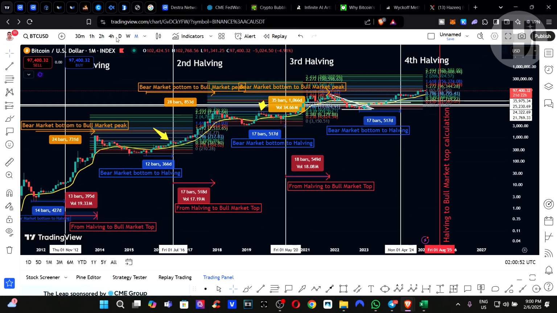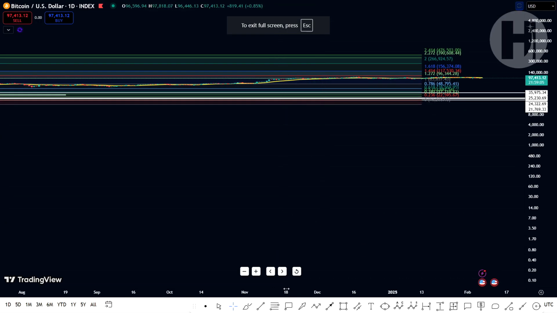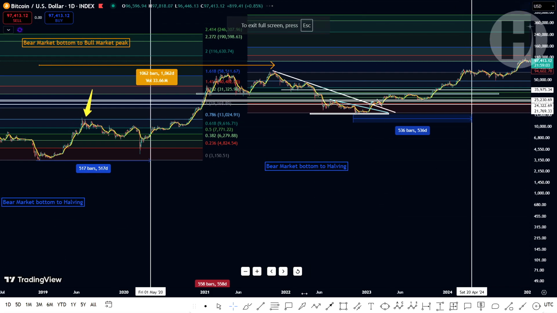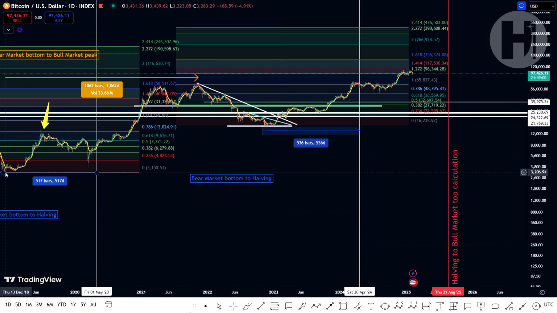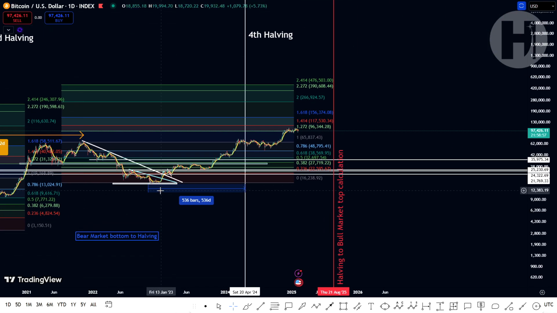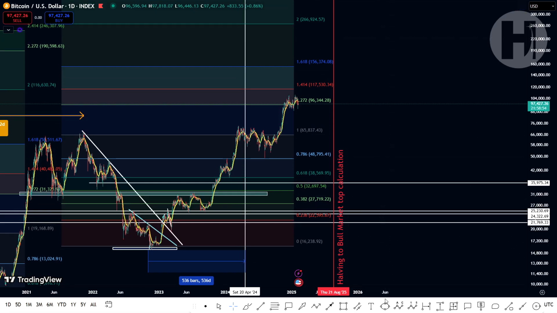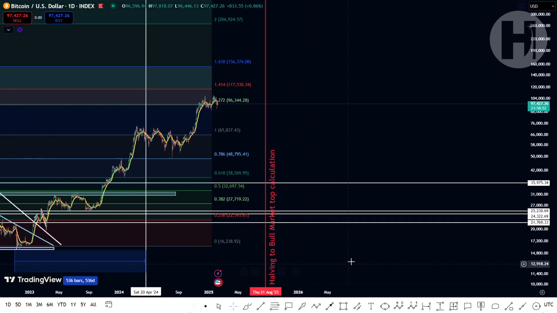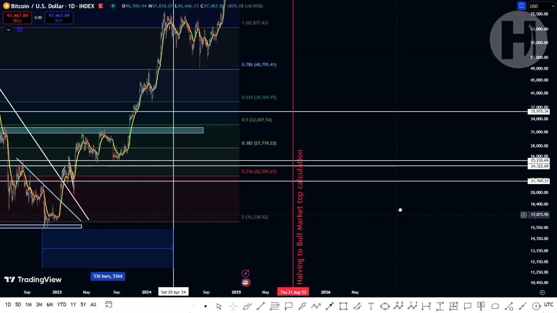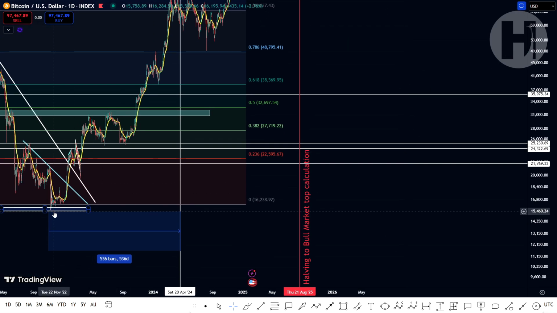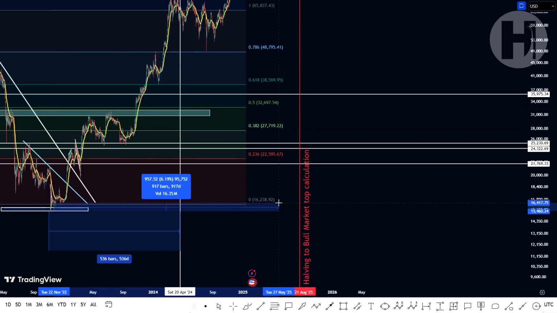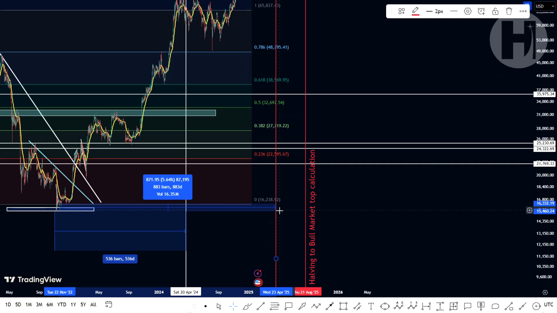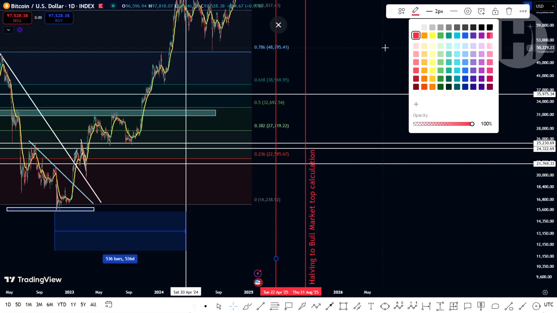So again, we're going to go back to the daily chart, and we're going to go to the bear market bottom of the previous cycle, and it's going to be right over here. So November 2022, that's going to be the bear market bottom. I want to make sure I have the exact day. So it's November 22nd, and we need 883 days, approximately. Okay, so that puts us in April. That's going to be April 23rd. And we're going to change this to orange.